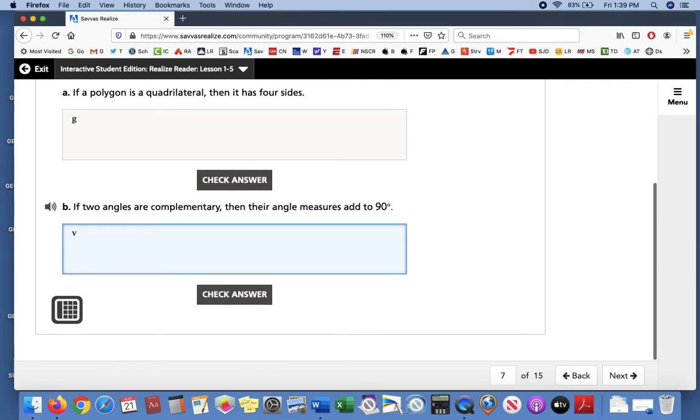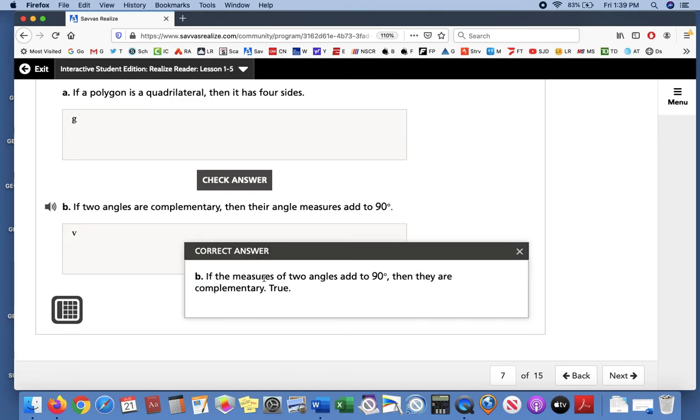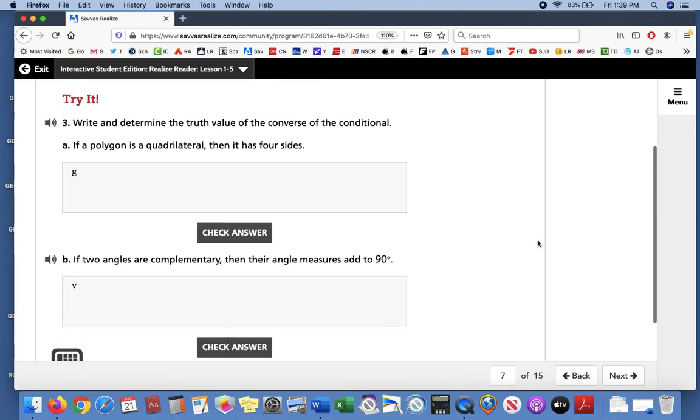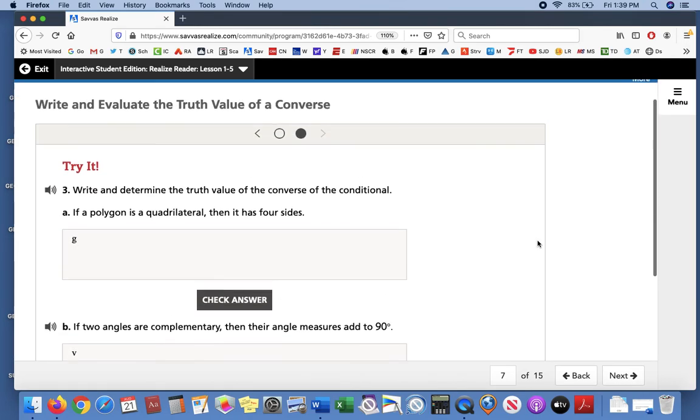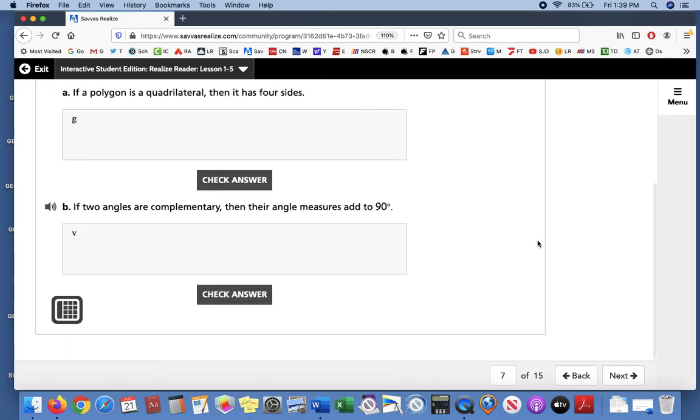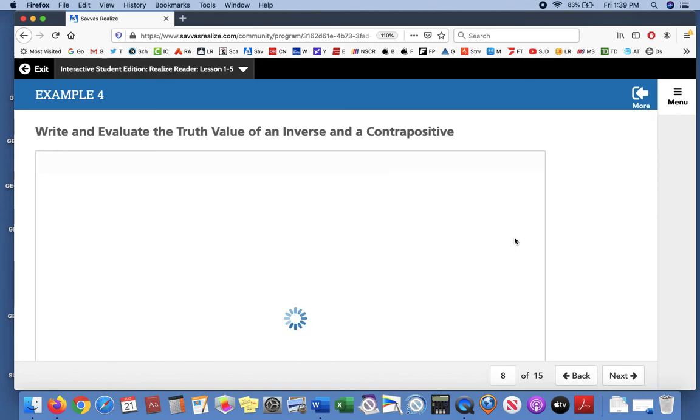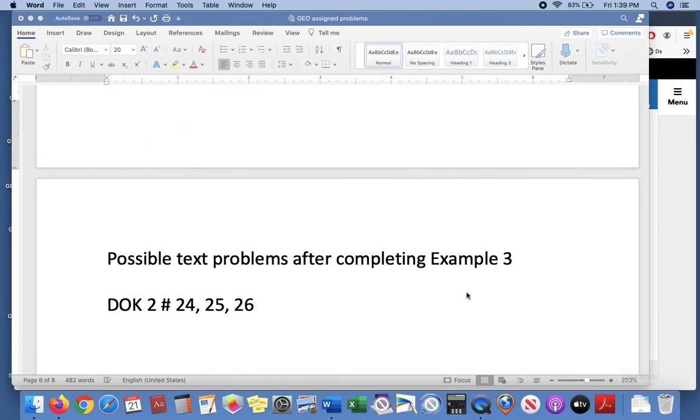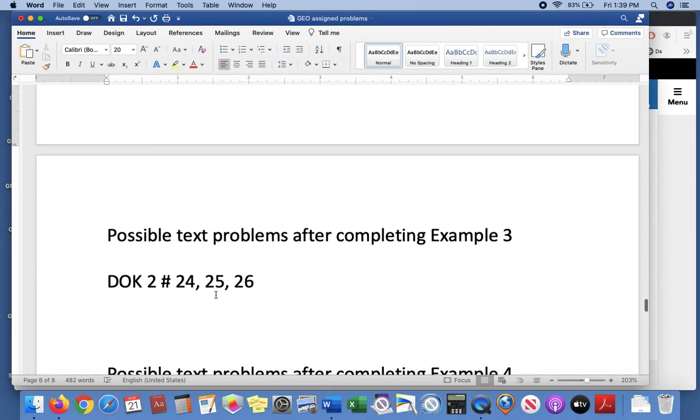Let's see what they got. If the measure of the two angles add up to 90, then they are complementary. True. Oh, good. I do prefer counterexamples because all I need is one and then I know it's not true. That looks like it was the end. That was strange because we haven't talked about the contrapositive and inverse and stuff, must be coming up in future lessons. So now that you've done example 3, you should be able to handle problems 24, 25, and 26. Thanks for watching. Have a good day.